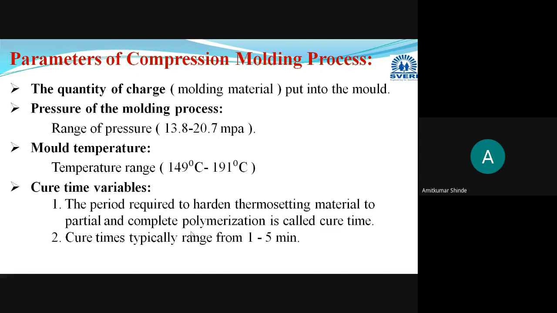Then the proper pressure value you have to select to perform the molding process. Generally the range of these pressure values will be within 13.8 to 20.7 megapascal. And then the third parameter you have to take into consideration is mold temperature. Generally the heating temperature will be in the range of 149 to 190 degrees Celsius. You can write it as 150 to 200 degrees Celsius. That is the general temperature range.